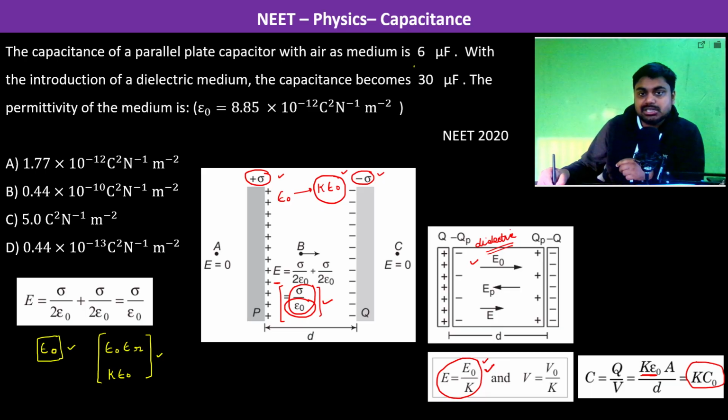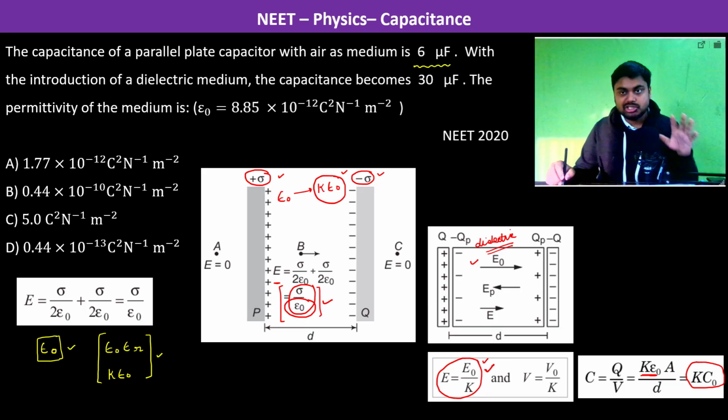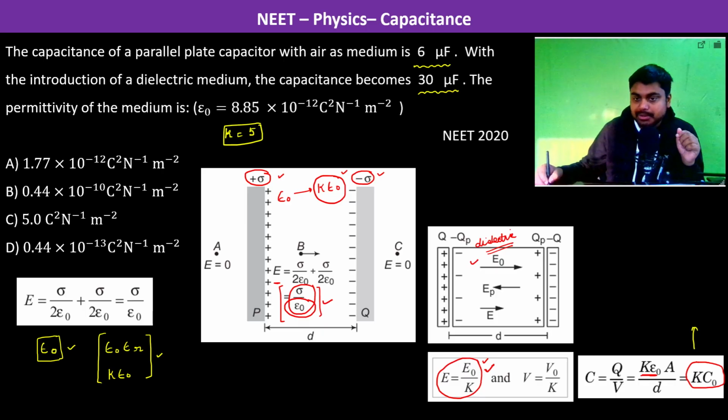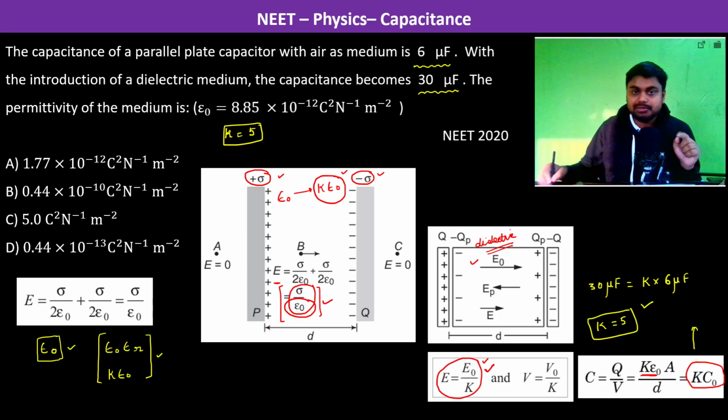Now the capacitance is 6 mu farads initially, and the capacitance becomes 30 mu farads later on. That means simply the k here is going to be 5, because we have this formula: the new capacitance, that is 30 mu farads, is equal to k times the original capacitance 6 mu farads, so therefore k is 5. Now since k is 5, what is the permittivity of the medium?